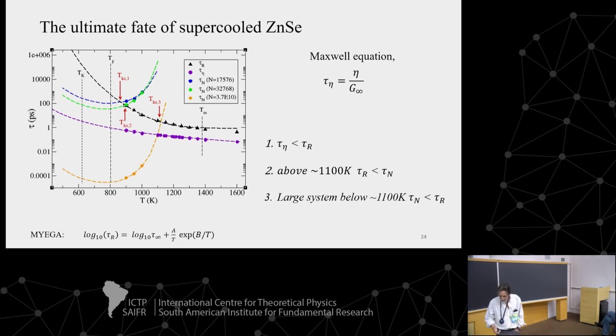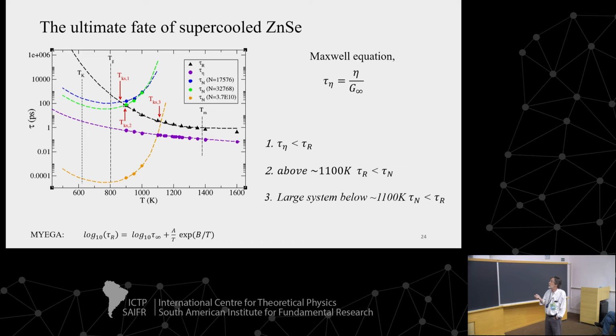Doing that, I have this here. This is the characteristic time. This is our nucleation time, and the dashed lines are the fitting, and this is the time computed from viscosity, and this is the MYEGA fitting, and this is the same result when you suppose one very large system with 1 micron cube in size.